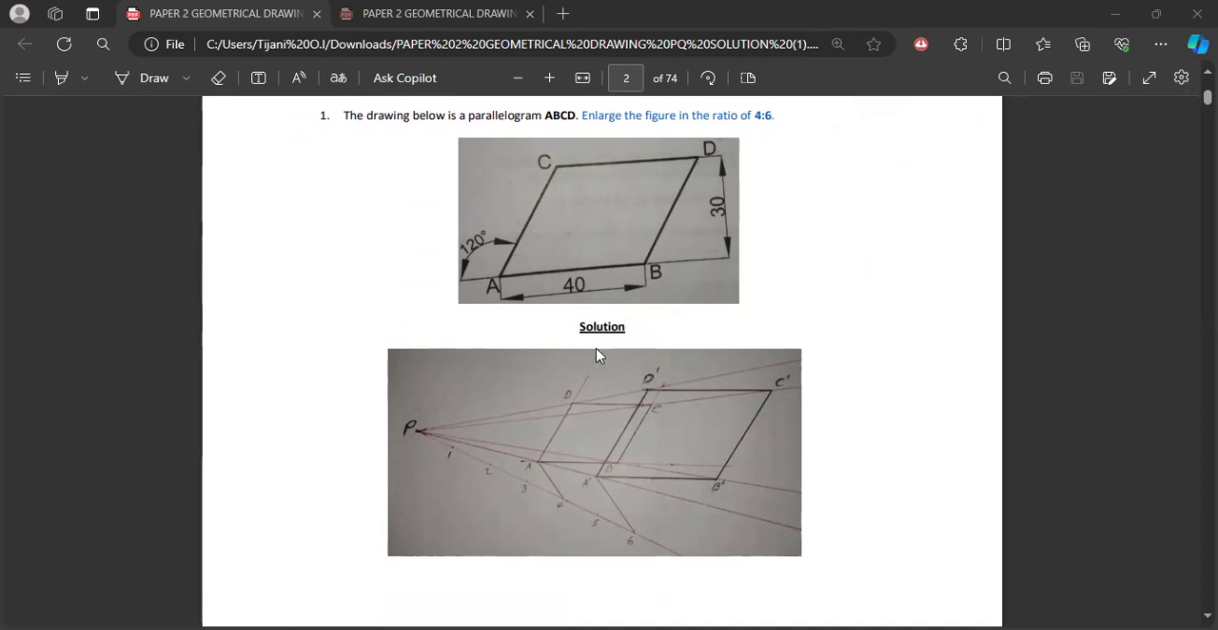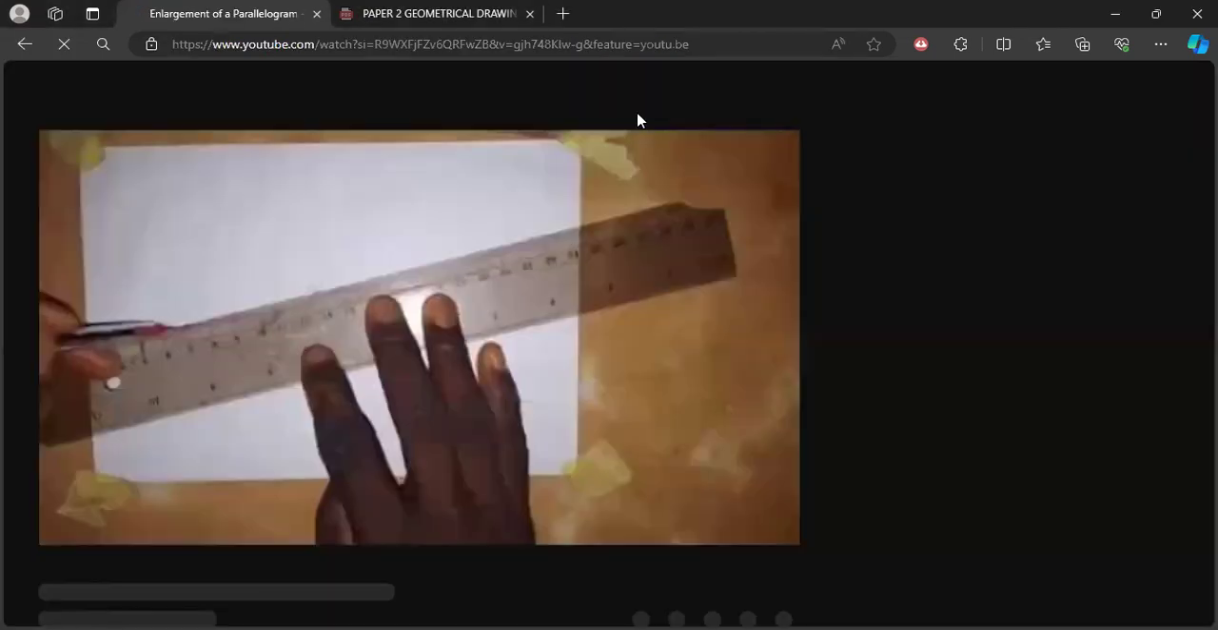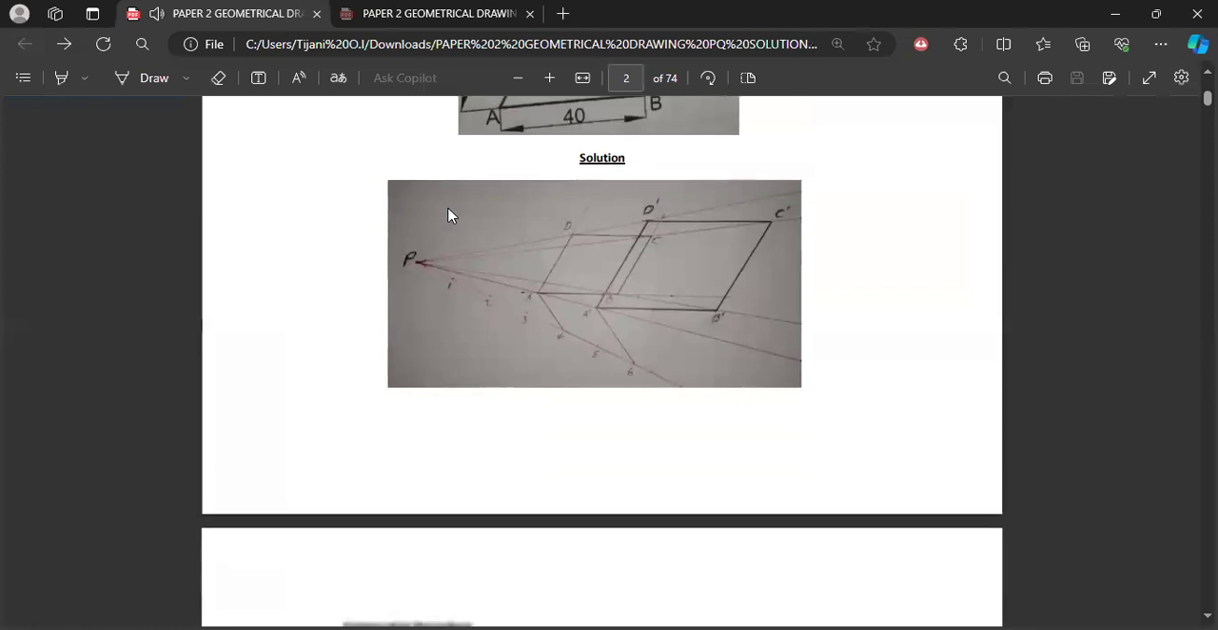This is the solution to this question that we have here. But if you click on this word that is in blue, it will take you directly to my YouTube channel where you can see how the problem was solved. Other ones are also there. Let me show you the work that I did.